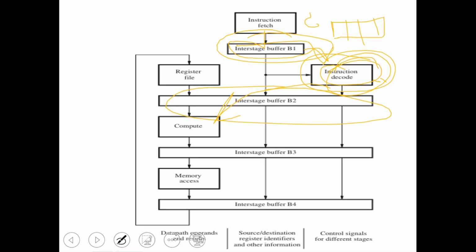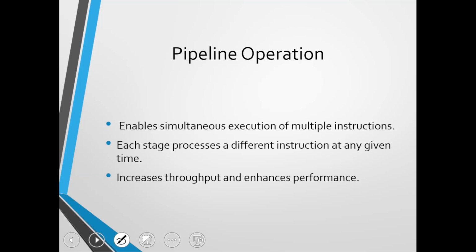So actually here there is a concept called control signals. For each stage there is a control signal which controls that execution stage. Also, source and destination register identifiers and other information are passed along with the data.